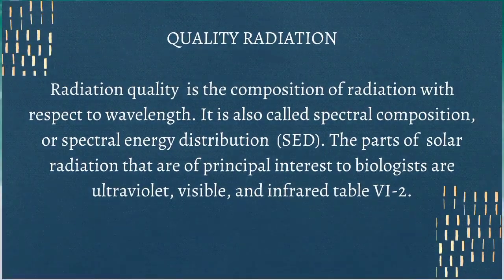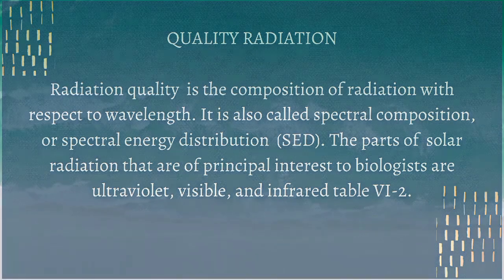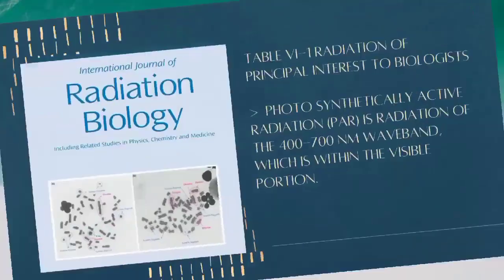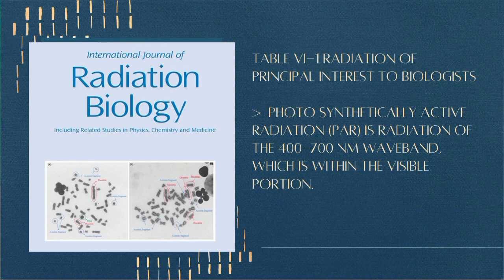For the quality of radiation, it is the composition of radiation with respect to wavelength. It is also called spectral composition or spectral energy distribution. The parts of solar radiation that are of principal interest to biologists are ultraviolet, visible, and infrared. So let's move to Table 6, the radiation of principal interest to biologists. Photosynthetically active radiation is radiation in the 400 to 700 nanometer wave band, which is within the visible portion.